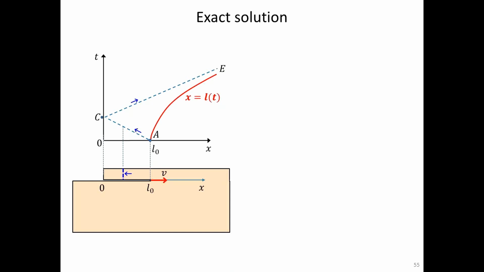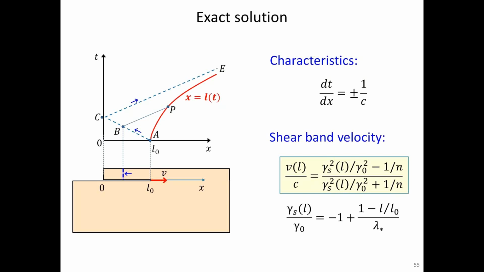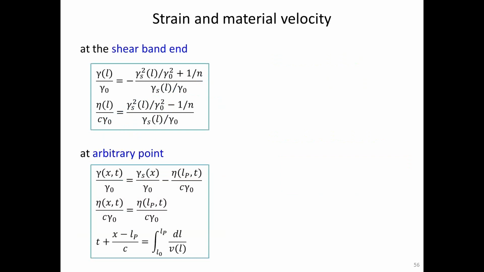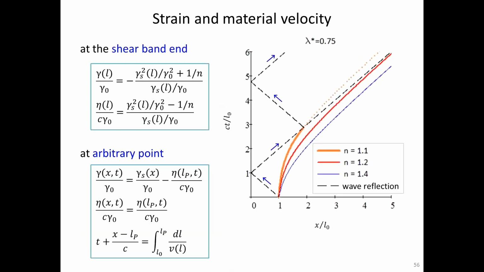Anyway, along this characteristic line, if we integrate from an arbitrary point between A and C, which is a point B, to the corresponding point P, then we can calculate the velocity at the fracture tip, which is a little complicated here, but it is a function of the static strain, the fracture strain gamma naught, and the value of n. In the same way, we can calculate the material velocity and material strain at the tip of the shear band, and also at any arbitrary point in x and t. So obviously you can see that this is a function of probably the value of gamma star.